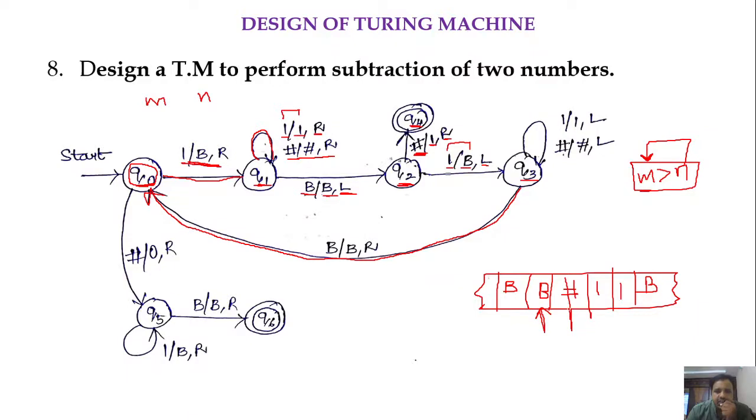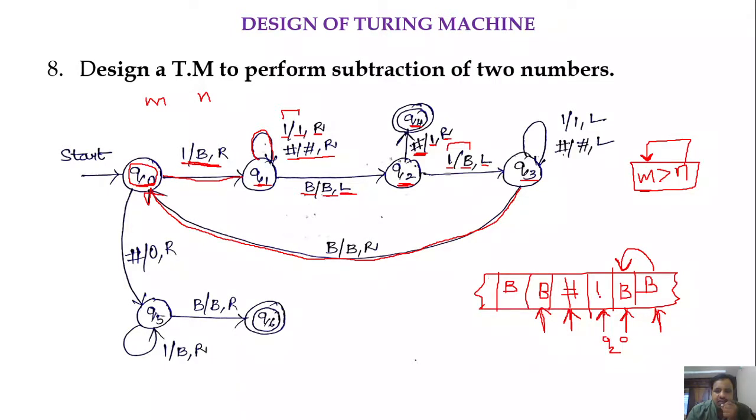So in q1 if we get hash, keep that hash as it is, move towards right, and 1 move towards right. In q1 if we get a blank, keep that blank as it is and move the head towards left. On moving the head towards left we will get 1 here, replace that 1 with a blank, change the state to q2 and move the head towards left.